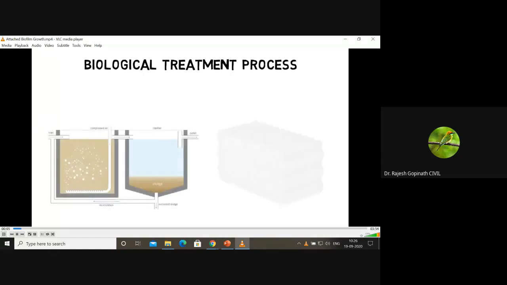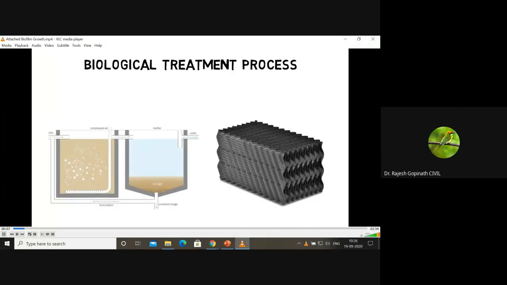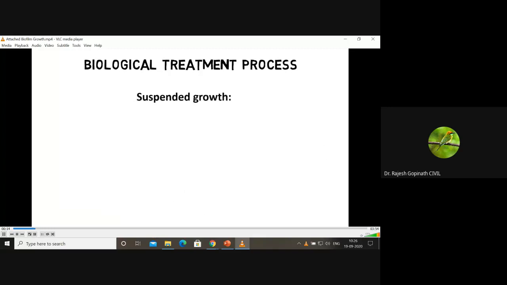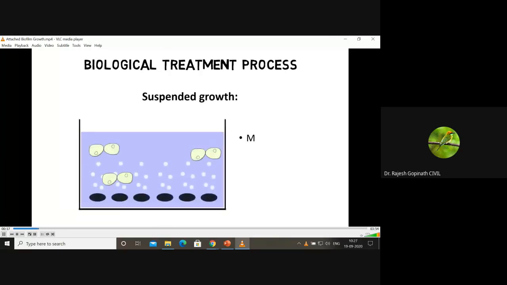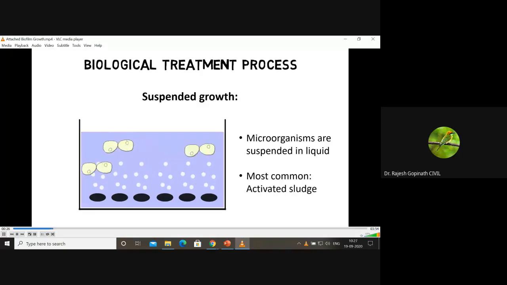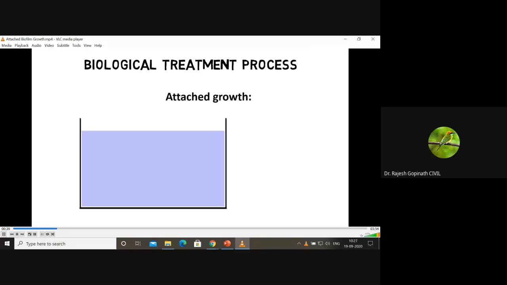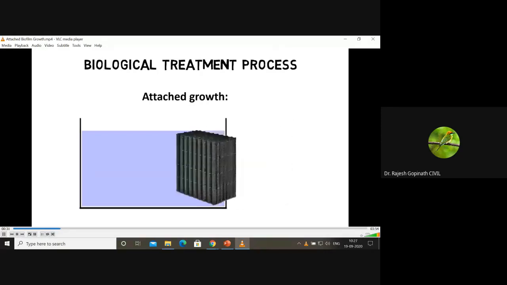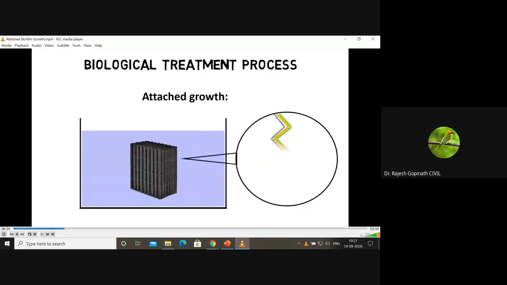Treatment can be classified into two main categories: suspended growth and attached growth / biofilm processes. In suspended growth processes, the microorganisms responsible for wastewater treatment are maintained in liquid suspension by appropriate mixing and aeration. The most common suspended growth process is activated sludge. Instead, in the attached growth process, the microorganisms are attached to an insert packing material such as rock, gravel, redwood, and especially a wide range of plastic-filled media packings.